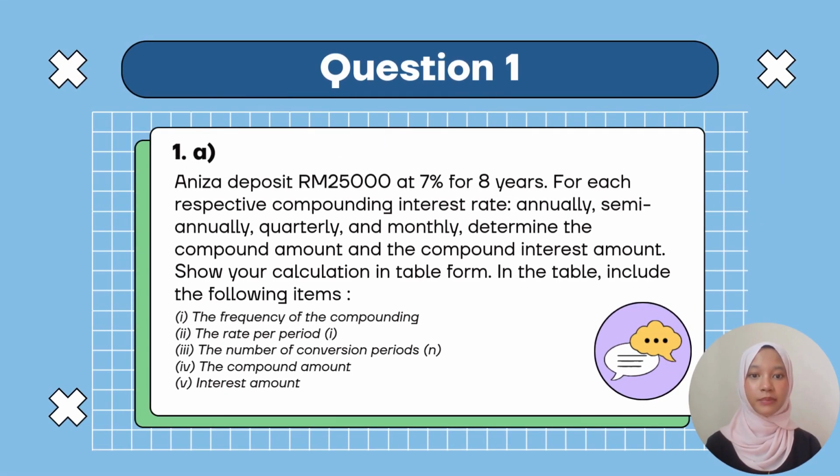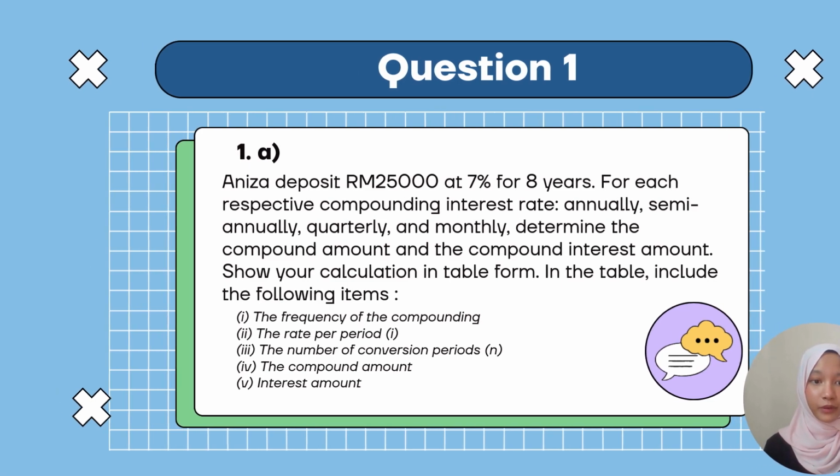Question 1. Anisa deposits 25,000 at 7% for 8 years for each respective compounding frequency: annually, semi-annually, quarterly, and monthly. Determine the compound amount and the compound interest. Show your calculations in table form. In the table include the frequency of the compounding, the rate per period, the number of conversion periods, the compound amount, and the interest amount.